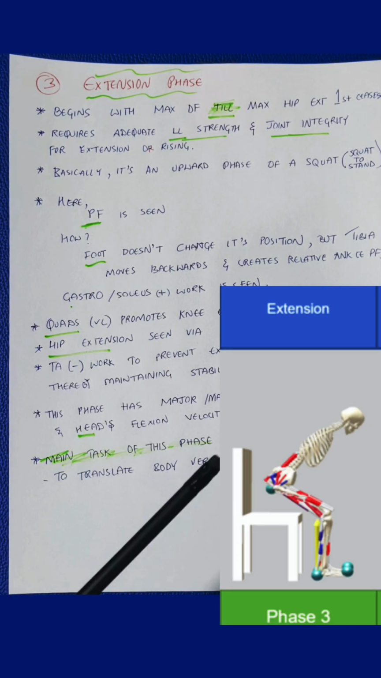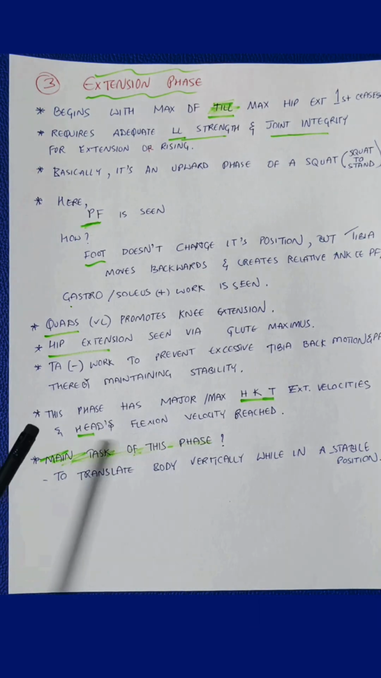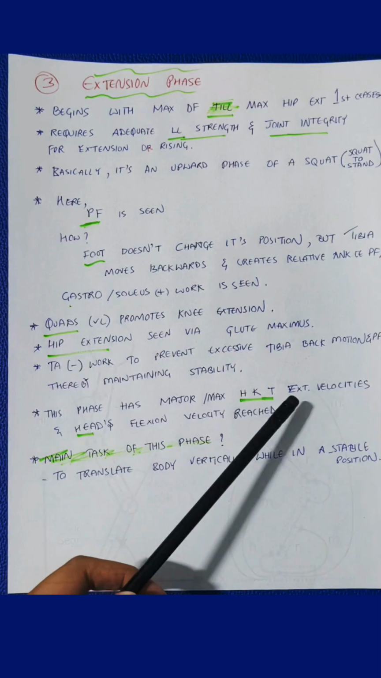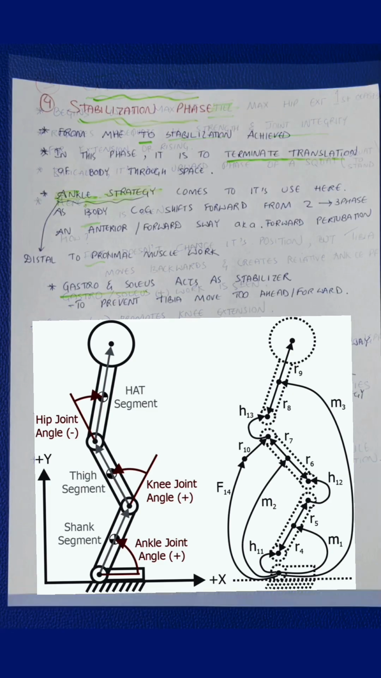It is seen that knee extension and head flexion motion are also coming to an end in this phase. This phase has maximum hip, knee, and trunk extensor velocities and head flexion velocity reached. The main task of this phase is to translate the body vertically while in a stable position.